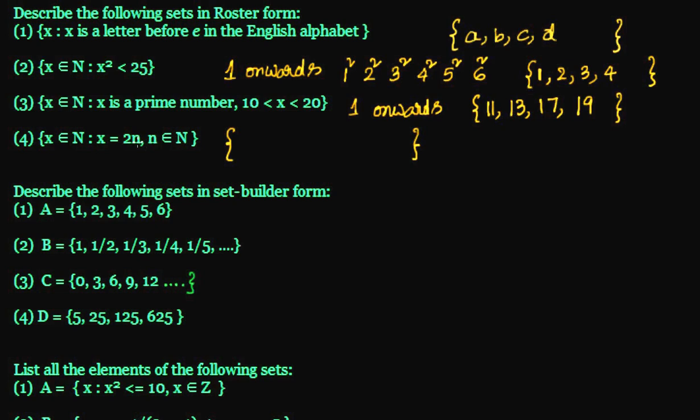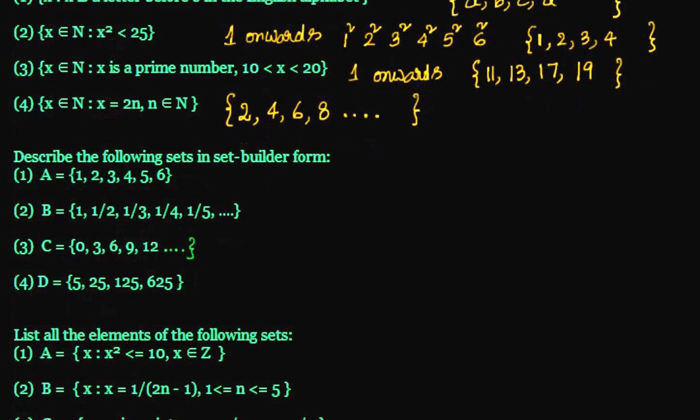That means n will start from 1. If n equals 1, I will have x equal to 2. So my first element will be 2. For the second element, n equals 2, because after 1 the next one is 2. Twice 2 is 4. So you can see now I will have 2, 4, 6, 8, and there is no constraint, so we'll continue. So you can see now 1, 2, 3 are finite sets, whereas the fourth is not a finite set. The fourth is infinite, because you cannot count how many elements there can be. You cannot find it out.